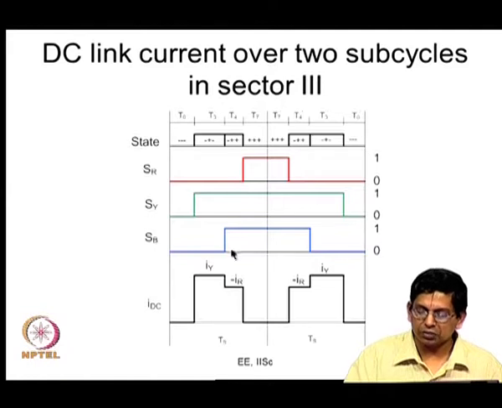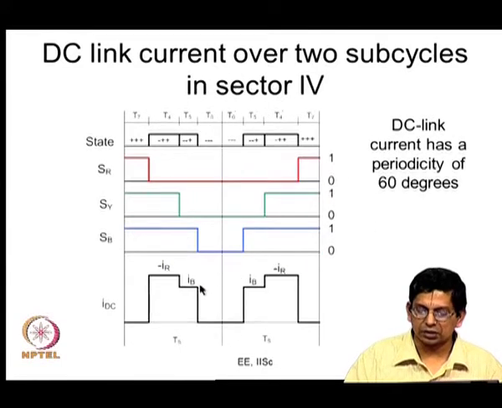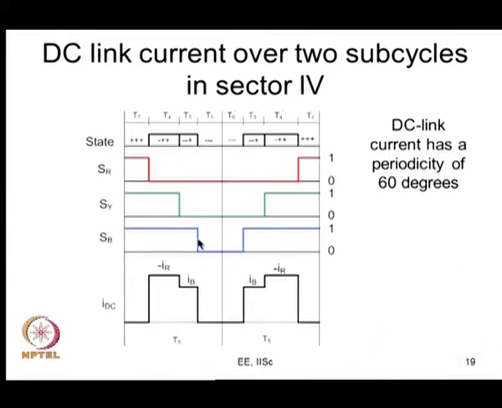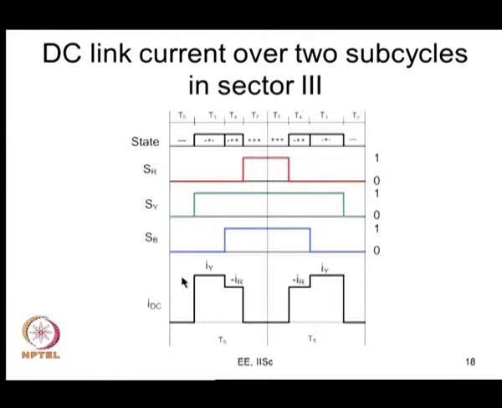And how about this interval? Here SY is 1, SB is also equal to 1. Therefore, the current is equal to IY plus IB, which is equal to minus IR. So, this is IY, this is minus IR, but you can see the same shape is getting maintained. So, you have come 120 degrees later. Now IY has the value that IR had 120 degrees before.